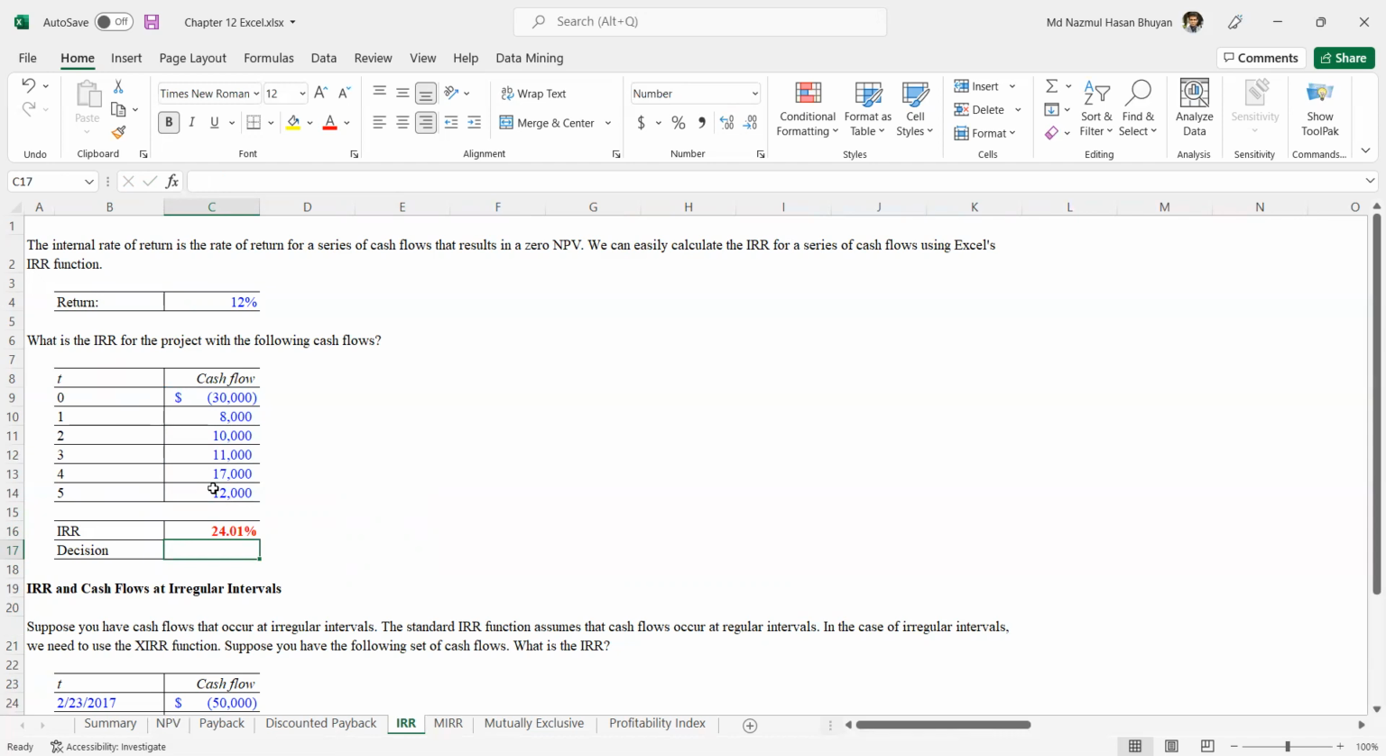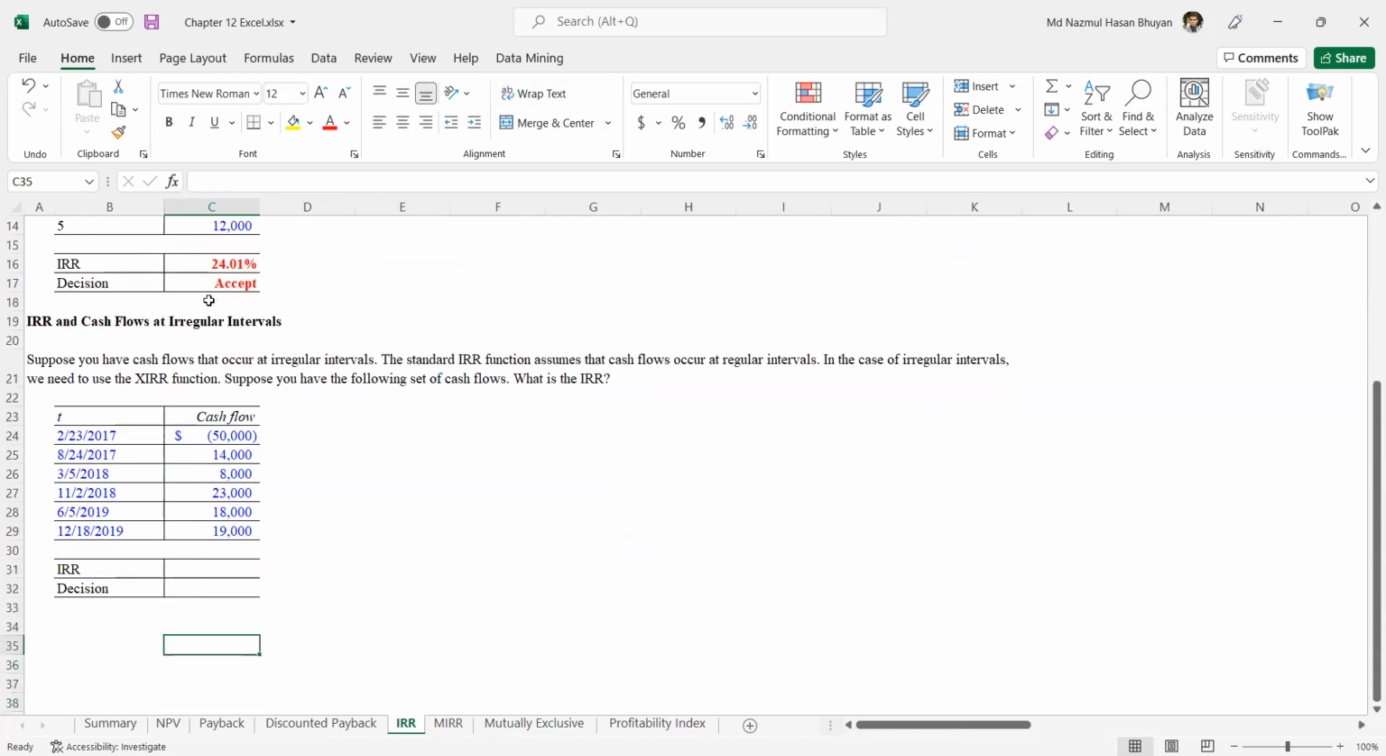But here your minimum required rate of return is 12%. That means you are getting the return over your required rate of return. So you are actually getting profit. In this case, your decision should be accept. However, if your IRR is less than your required rate of return, then the decision should be reject.